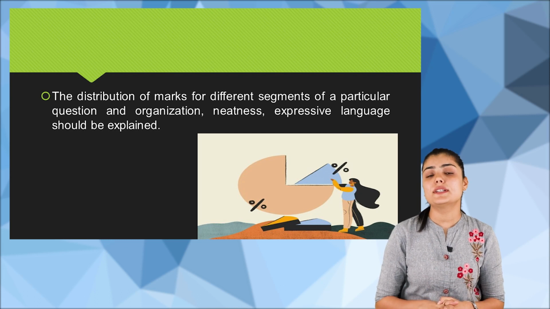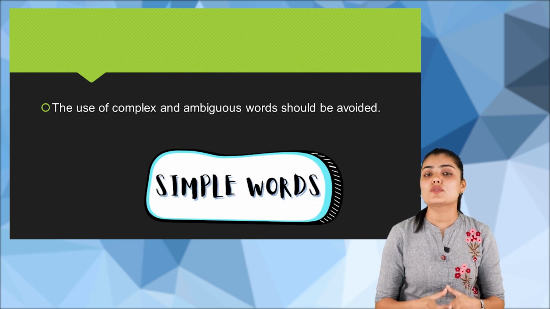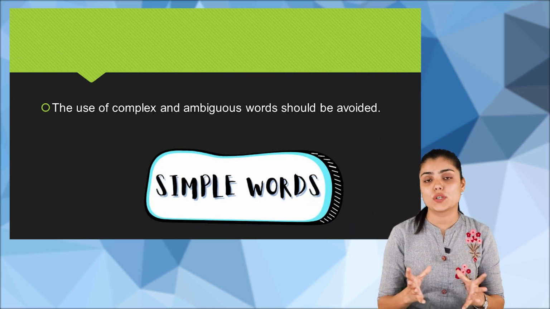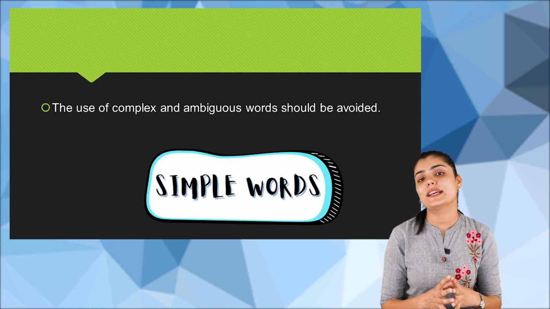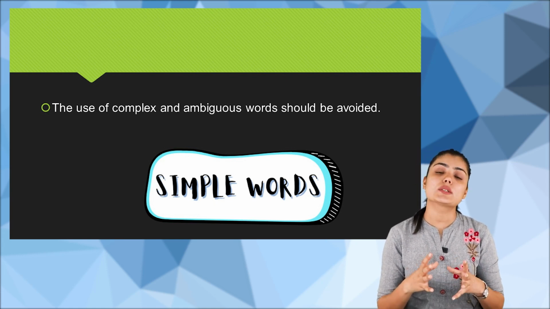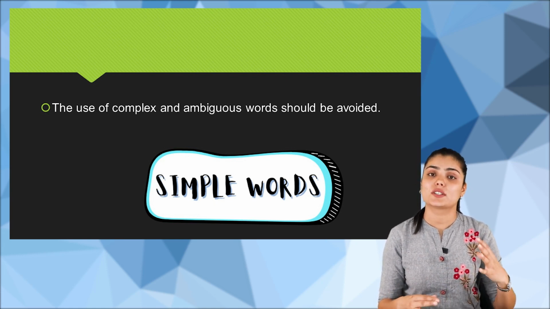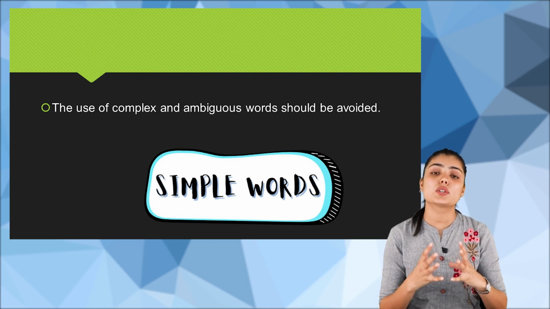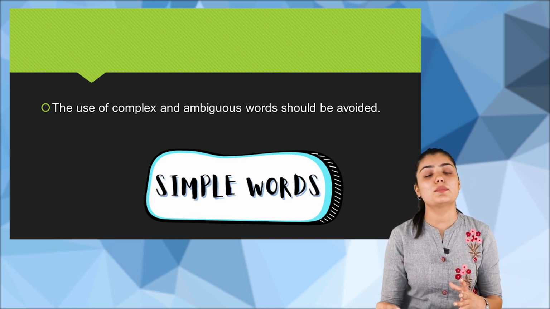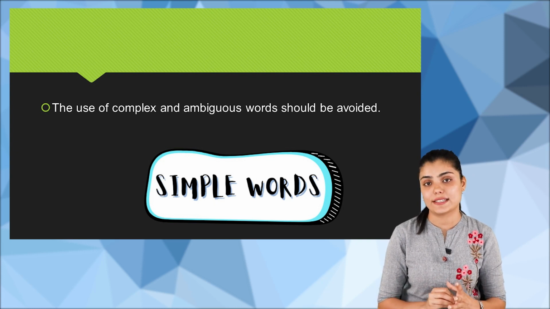The next principle is to avoid the use of complex and ambiguous words. So we should not use complex and ambiguous words. This was one of the criteria that we discussed in our earlier class, right? So the words that we use must be simple for the respondent to understand.